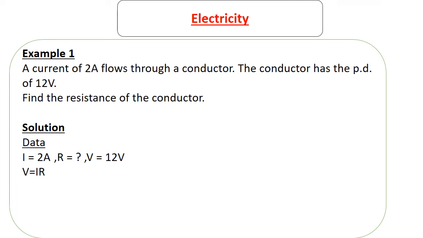So we're going to apply Ohm's law. We can plug in the values. Actually we are looking for R, so we solve for R. When we solve for R, we're going to have V over I. When you plug in the V, which is 12, and the I, which is 2 amps, we're going to get 6 ohms.